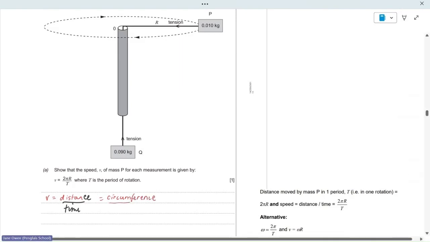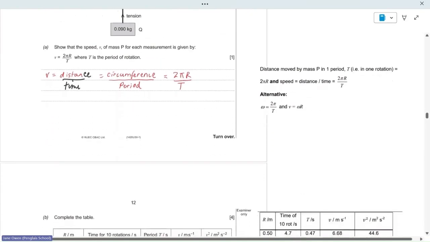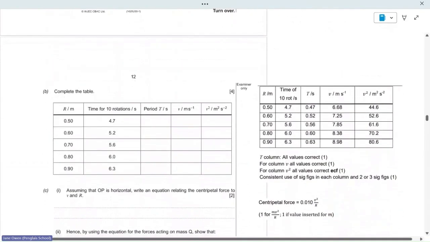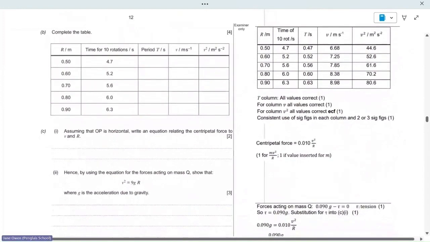Divided by the time for one whole period. So that would be period, big T. And circumference is given by 2 pi r, where the r here is capital R, over big T, the period. Okay, moving on. I mean, there are other ways of doing that, but we'll just focus on just one.